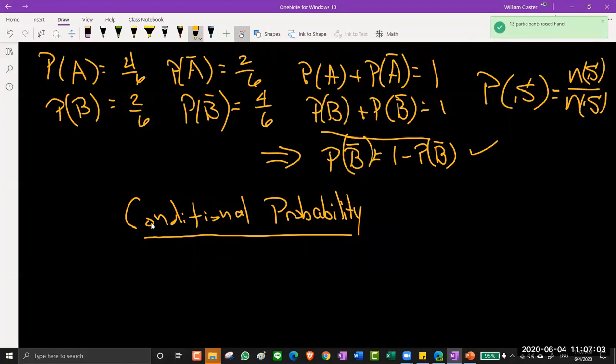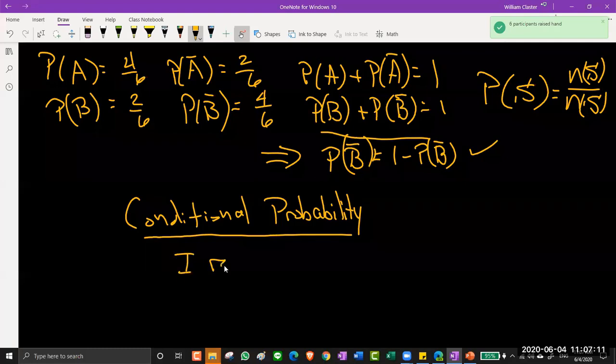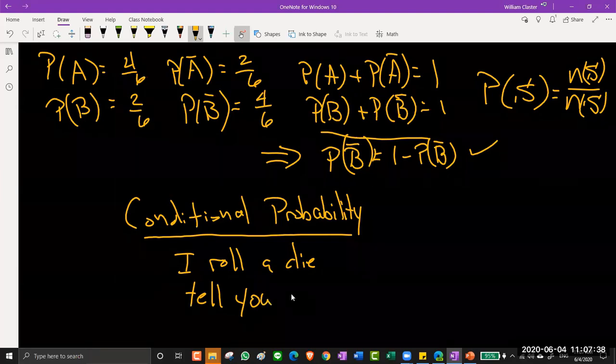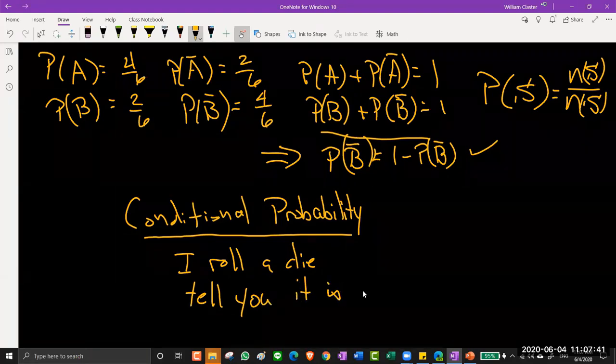All right, well, probably most of you have, but let's review it. Okay, so let's suppose that I roll a die. I'm rolling it on my table here in my room, but you are not here, you are in your rooms, so you can't see what happens. So I roll it, and I drop it on the table, and I look at it. And then I tell you it is even.